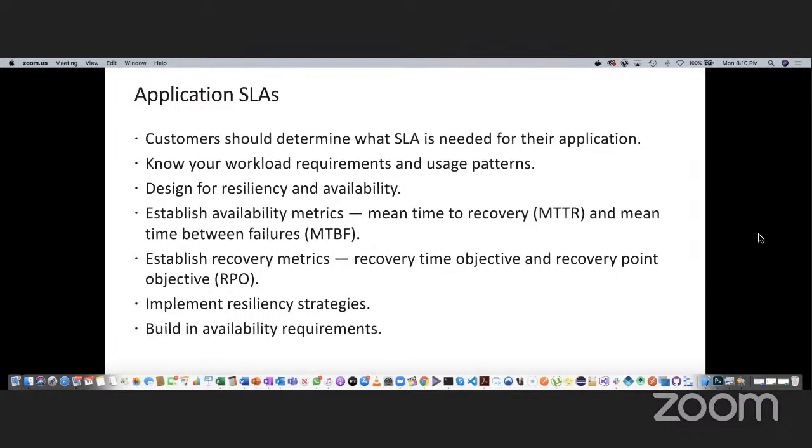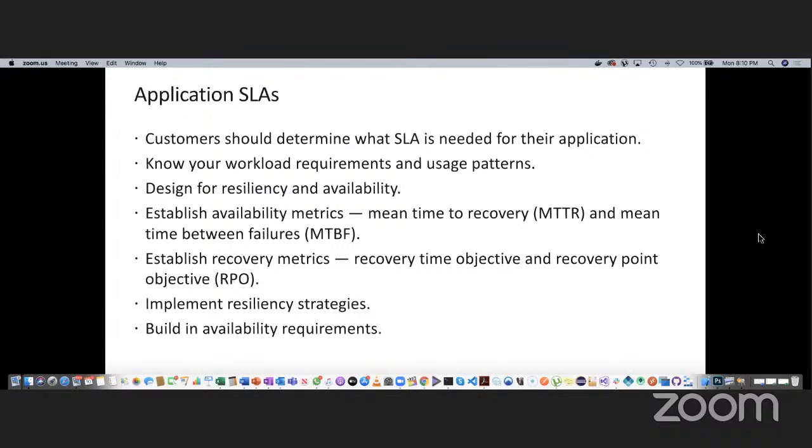So the application SLA, customers should determine what the SLA is needed for their application. That's something that has to start from you guys. You decide what SLA you want for your application. You have to know your workload requirements and usage patterns.